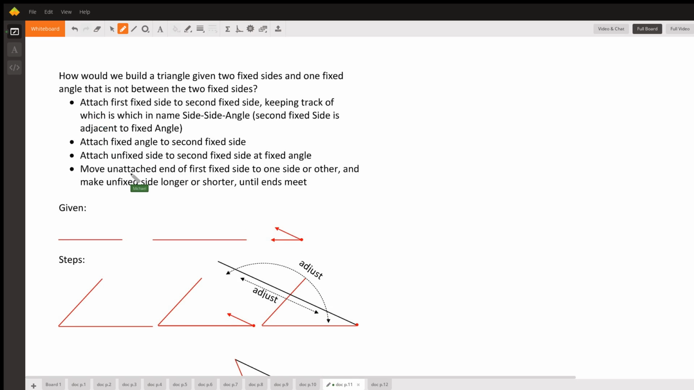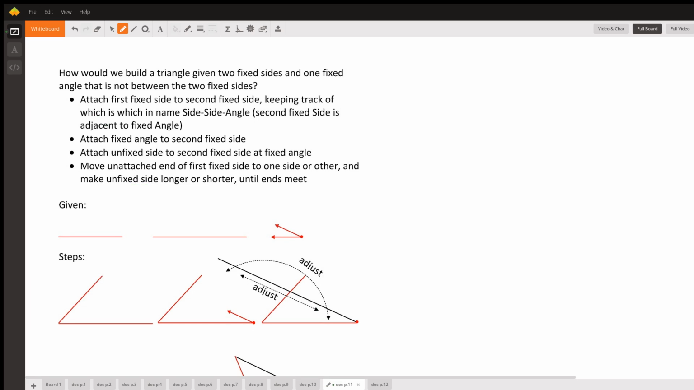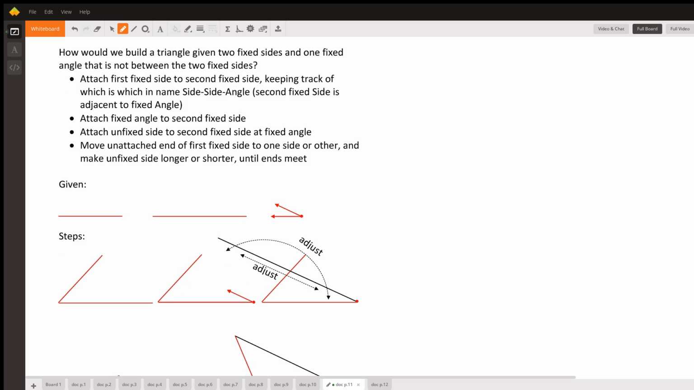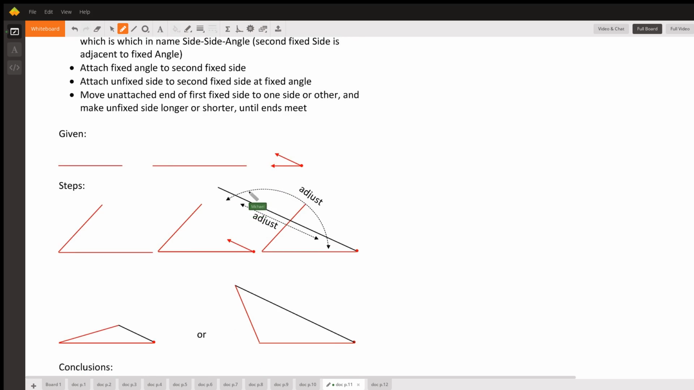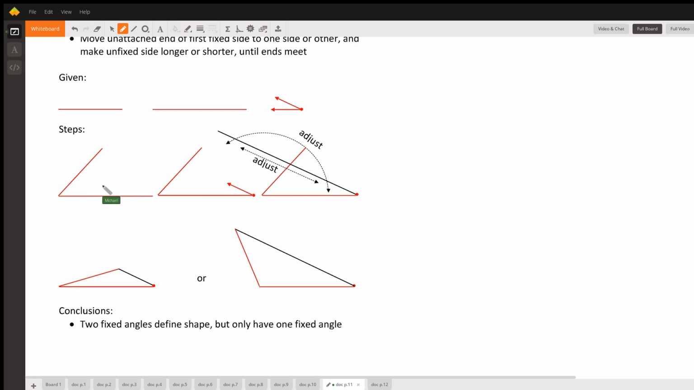Attach the first fixed side to the second fixed side, keeping track of which is which in the name, because that's the one that gets the fixed angle attached to it. Attach the two fixed sides to one another. Attach the fixed angle. So now what we have is this length is fixed, but this angle is not. So this can swivel around. That's what this arc is showing, swiveling that side around.